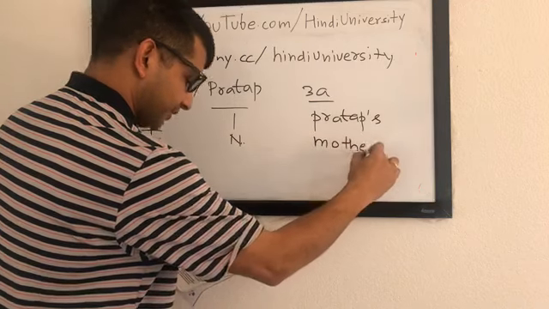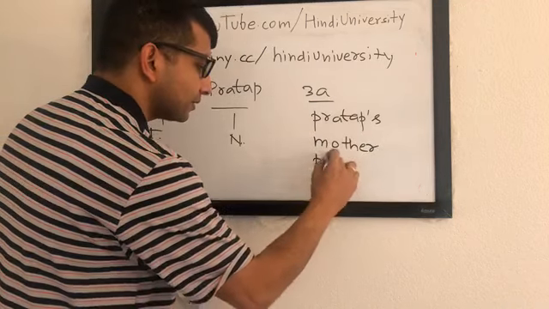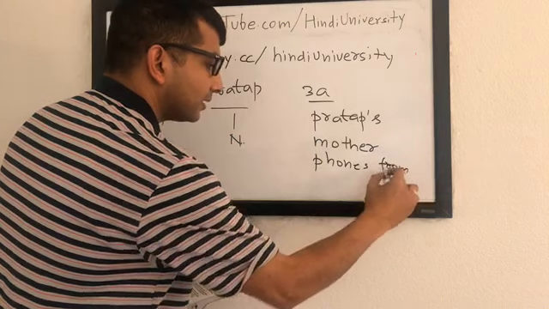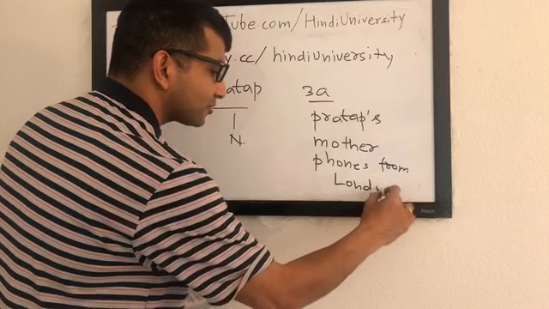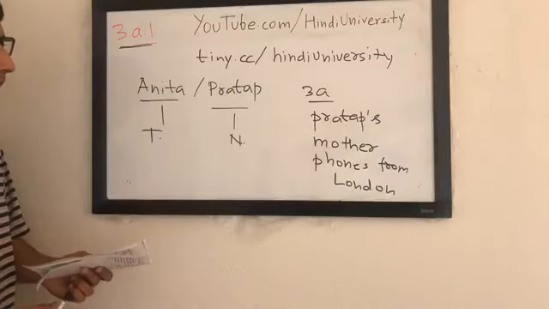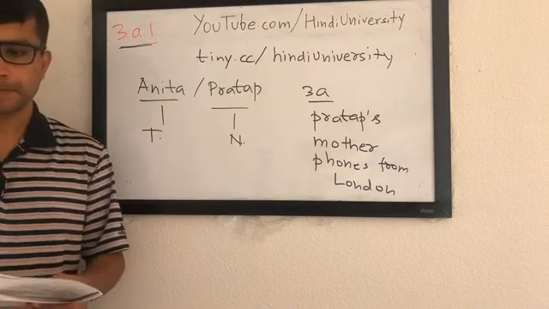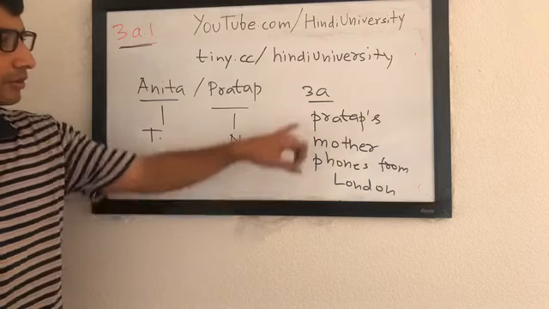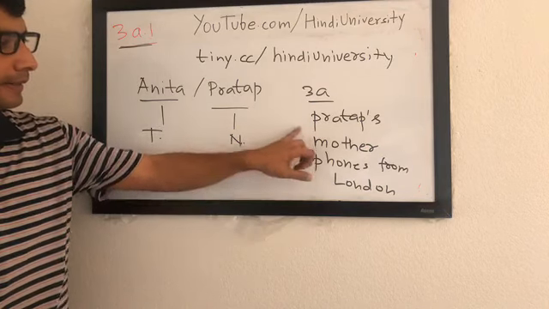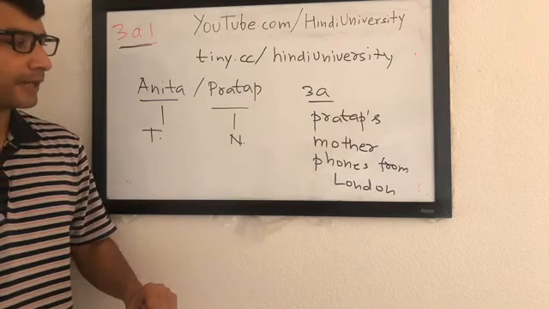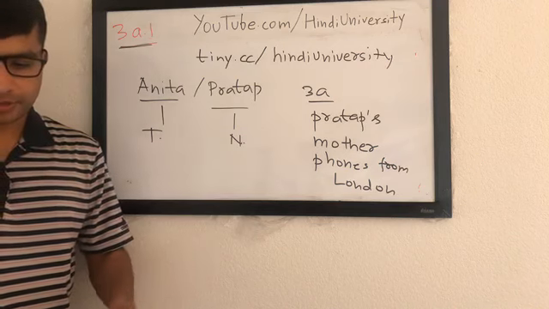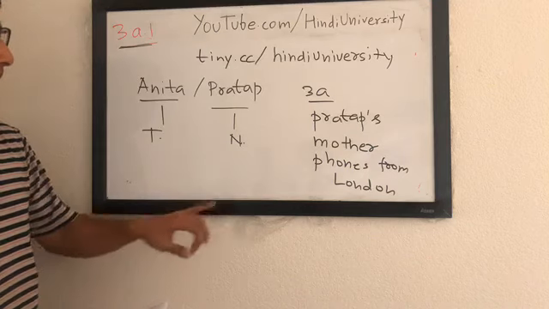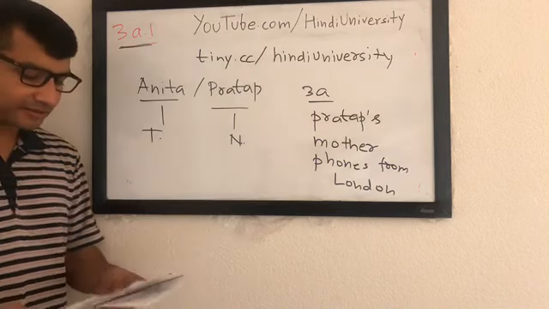Castle, give me one minute, okay? Pratap's mother phones from London. Navras, do you have it? Just want to make sure that you have it. If not, just tell me. Okay, can I start? Yeah. I'm just asking Navras if she has the copy of the book. Yeah, I have it. Awesome. All right, let's get started.